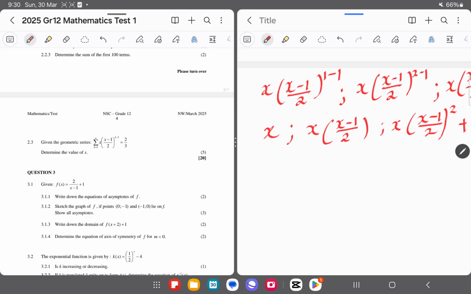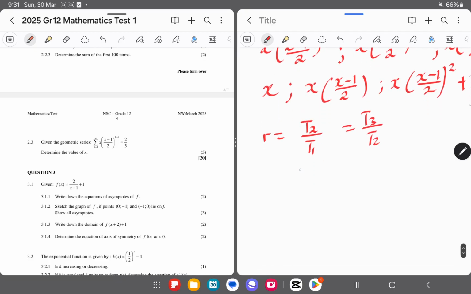Now, it means we need to find the value of r. We know r is term 2 divided by term 1. It's also term 3 divided by term 2. Now our term 2 is x into (x minus 1 divided by 2), and this is going to divide term number 1. Your term number 1 is x.